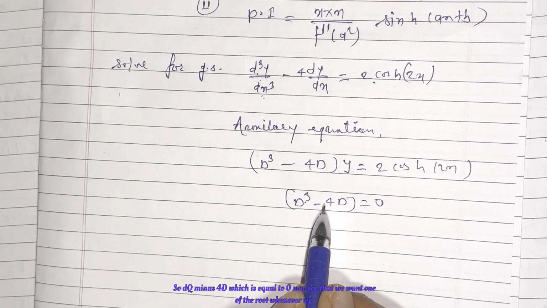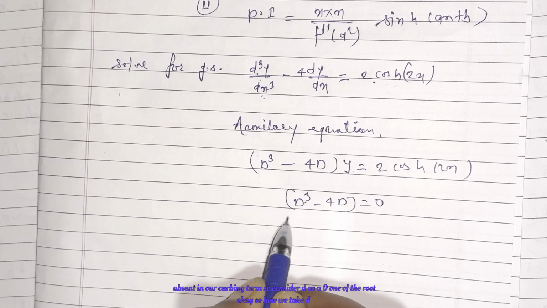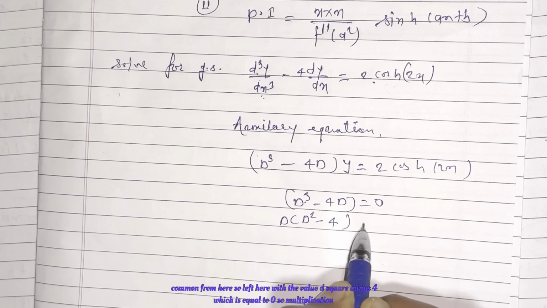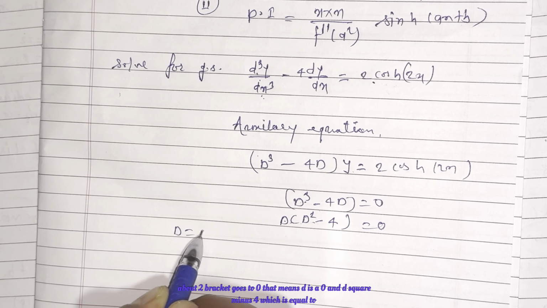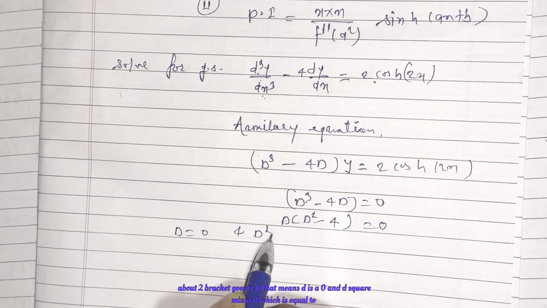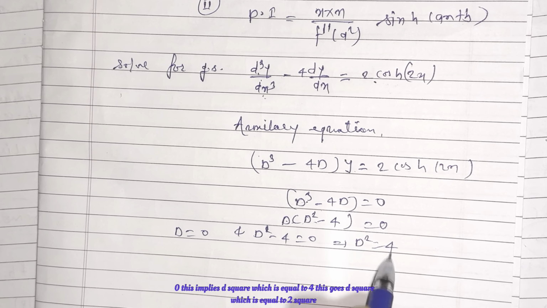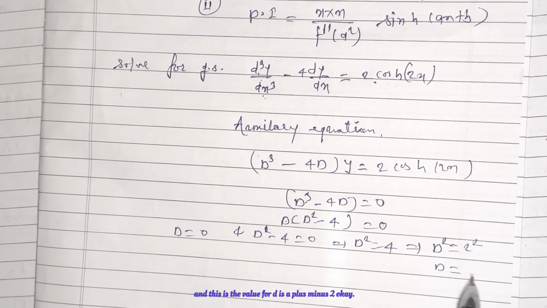Now see that we want one of the roots. Whenever the constant is absent in our cubic equation, consider D as 0, one of the roots. Taking D common, we are left with D square minus 4, which is equal to 0. The multiplication of two brackets goes to 0, that means D is 0 and D square minus 4 is 0. This implies D square is equal to 4, so D square is equal to 2 square.